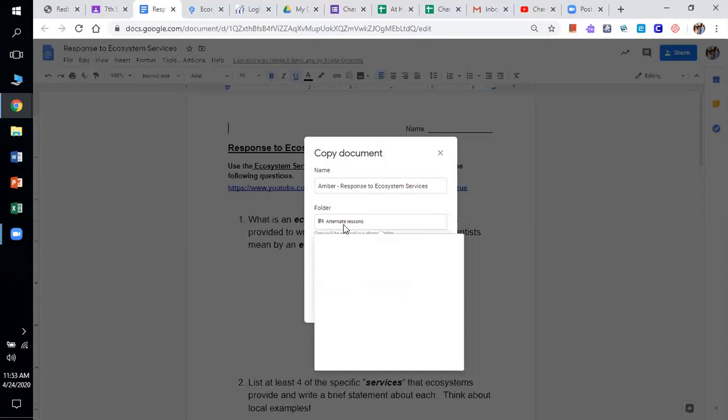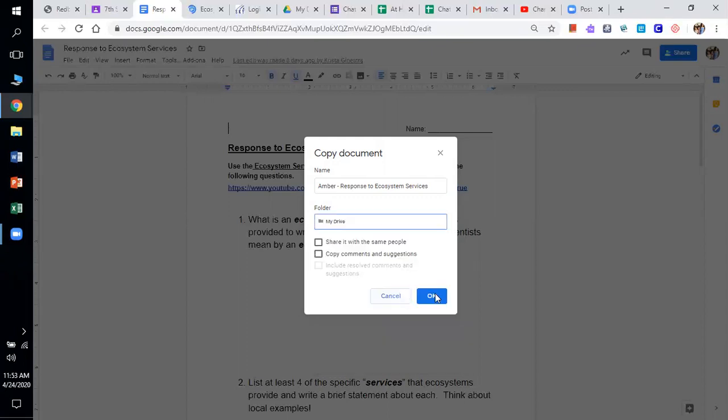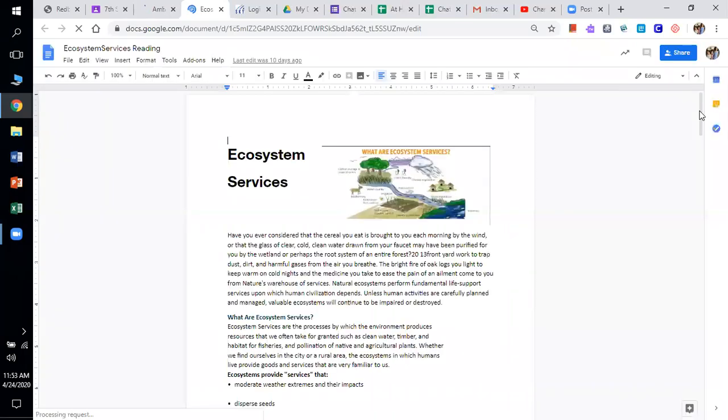And I'm just going to change the folder so this doesn't go to all the science teachers because we share that. So I'm just going to put it in my drive. Okay, so now I have an actual worksheet that I can type in the article. Excuse if you hear my children in the background.